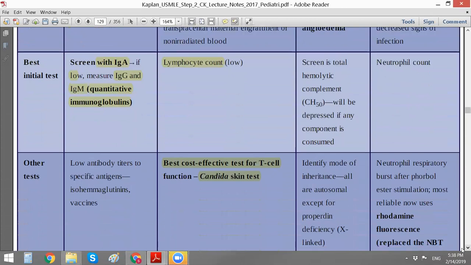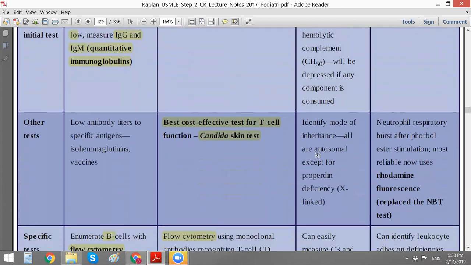Identify the mode of inheritance. All are autosomal except for properdin deficiency. Properdin deficiency is X-linked. Other than that, all are autosomal.